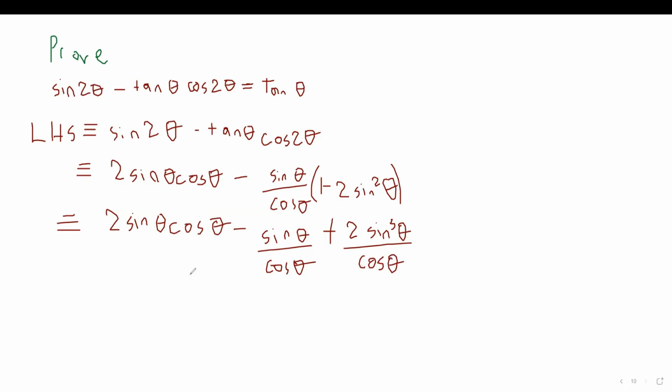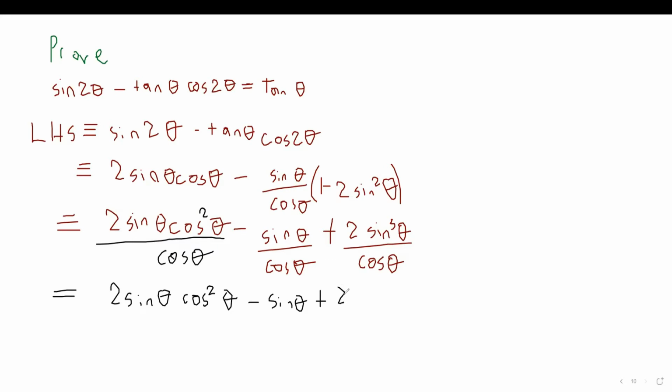So now what I can do is make everything have a denominator of cos theta. Follow quickly. I'm going to put a square right here, and then divide it by cos theta. So pretty much what I did was multiply this term by cos theta over cos theta. By doing that, I will end up with one fraction in the numerator: 2 sine theta cos squared theta minus sine theta plus 2 sine cubed theta.